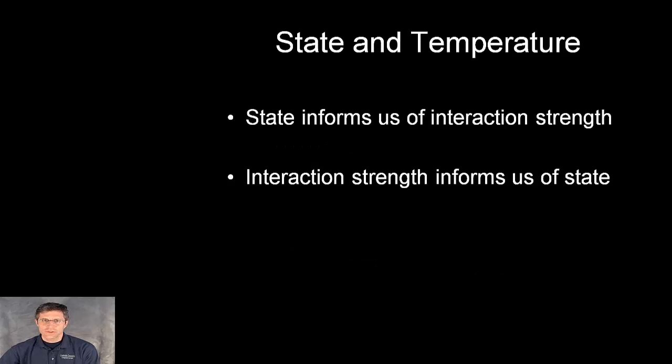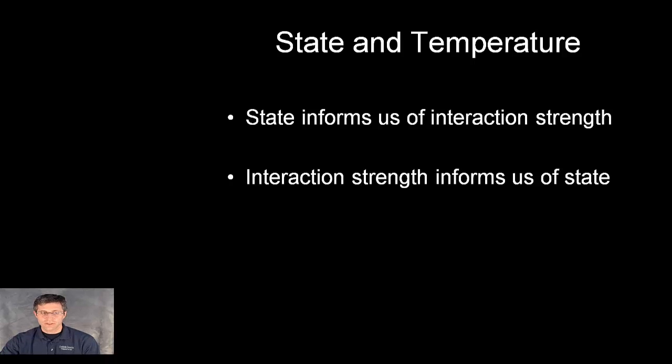And for us, we're going to use this strength of interaction to make predictions about state, and vice versa. So state and temperature are going to be important. The state informs us of the interaction strength. So something that is a solid at room temperature must have very strong interactions. There's a lot of kinetic energy there, but that's being overcome by the strength of interaction. And vice versa. Something that has strong interactions is most likely going to be a solid at room temperature. So we'll use these in 2 different ways to make predictions about state or about strength of interaction.